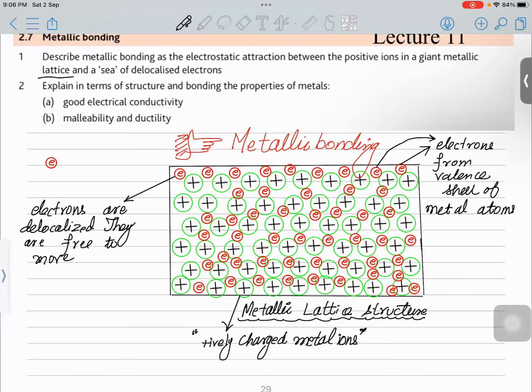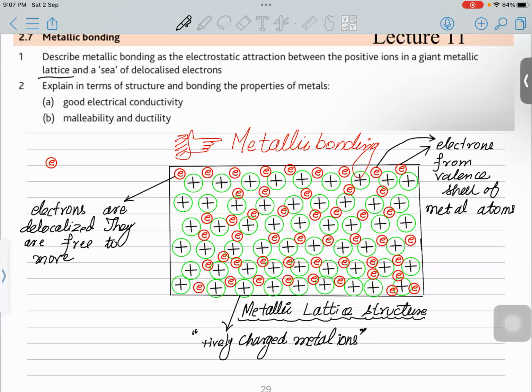In metallic bonding, electrons are delocalized, especially the valence electrons of metal, and these delocalized electrons are attracted by the nucleus of metal. You know that metal has positive charge, so these electrons are attracted by the positive nucleus of metal. So this interaction is known as metallic bonding.